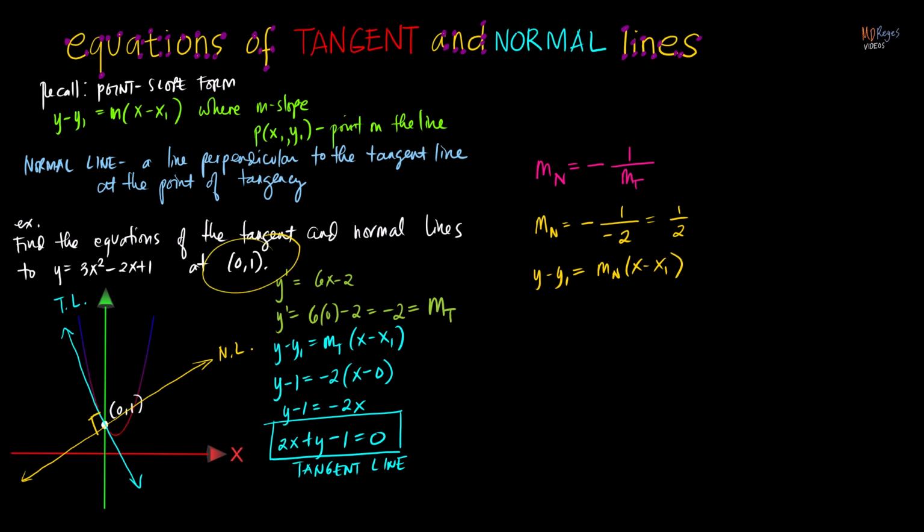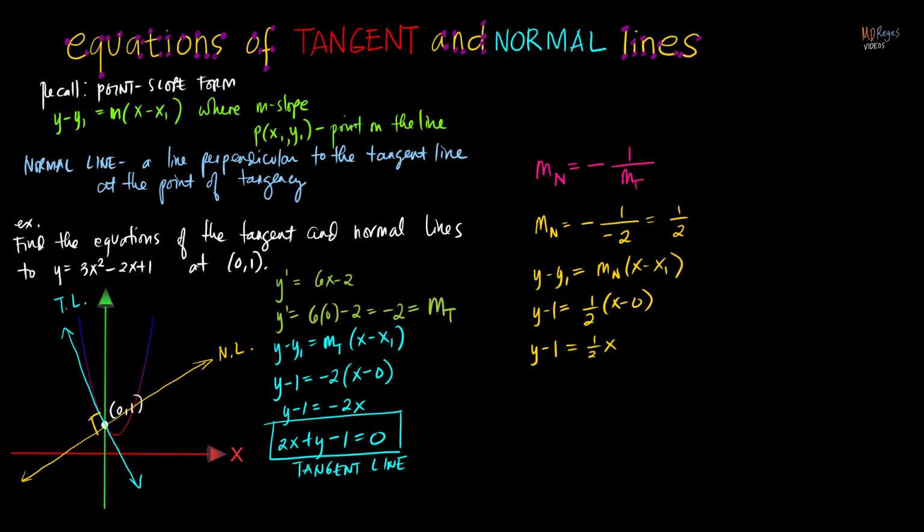Since this point with coordinates 0, 1 is a point on the tangent line and at the same time a point on the normal line, we can use this point also to find the equation of the normal line. So it's y minus 1 equals the slope of the normal line, which is 1/2, times x minus 0. Simplifying this, we'll have y minus 1 equals 1/2 of x.